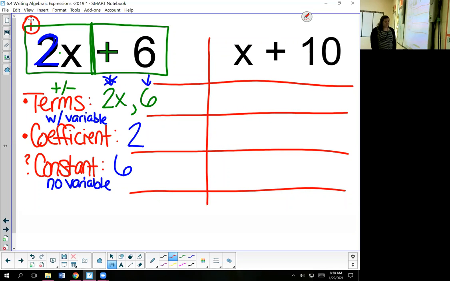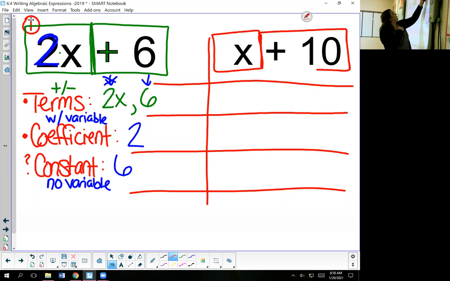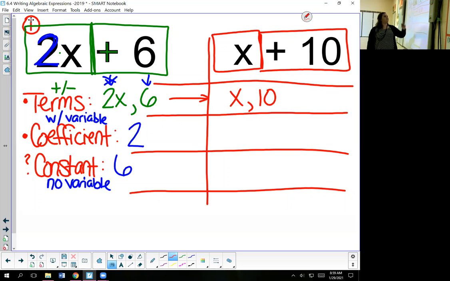Okay, terms. Do I have addition or subtraction? I see addition. So I'm going to cut it right in front of the addition sign. So I have 2 terms. My terms are x and 10. No negative or subtraction. So it's just x and 10. Okay, there are your terms for this example.